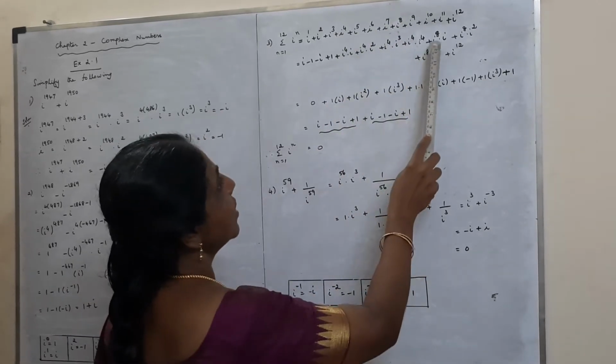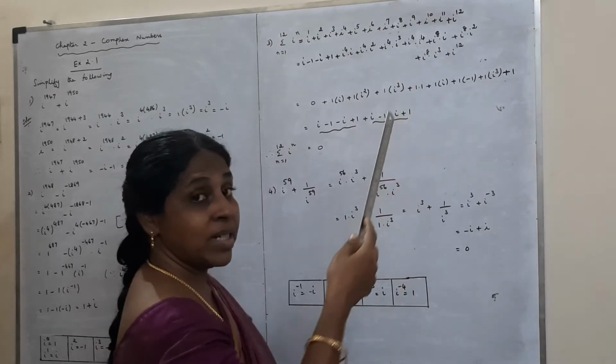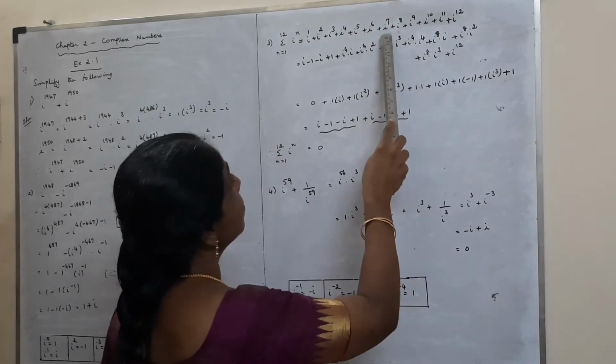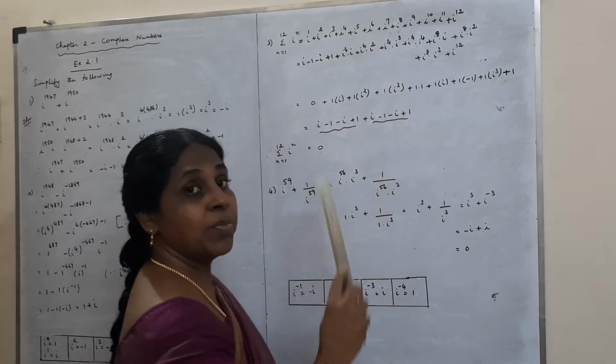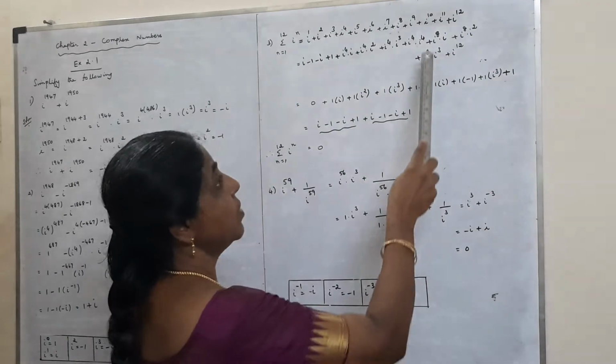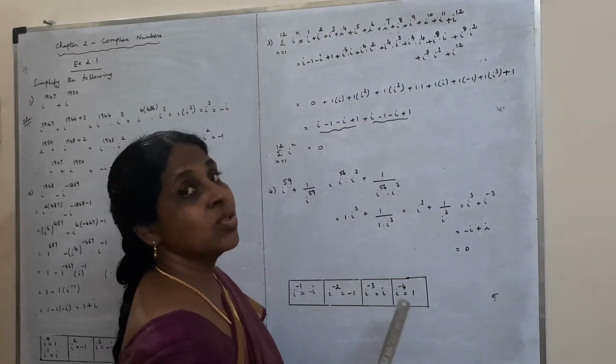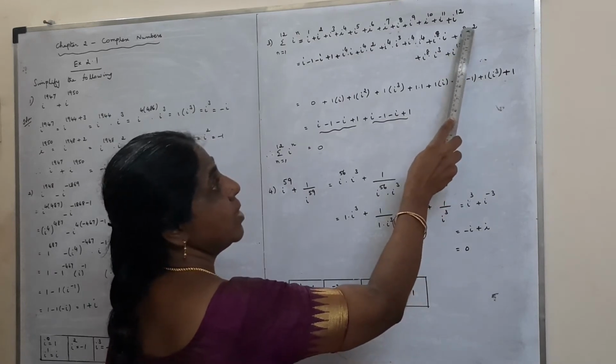So i power 9 can be written as what now? Again, the higher power of a multiple of 4 here is i power 8; there I can go only up to i power 4. That's why i power 9 I can write as i power 8 into i power 1. Then i power 10 is i power 8 into i power 2. So the ways are the same, 8 plus 2, 10.